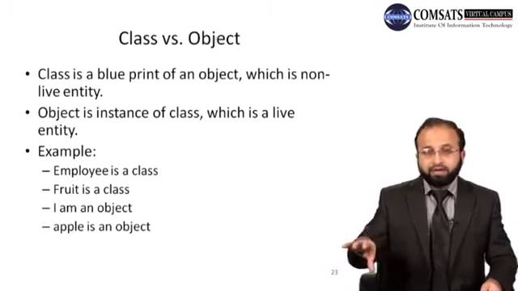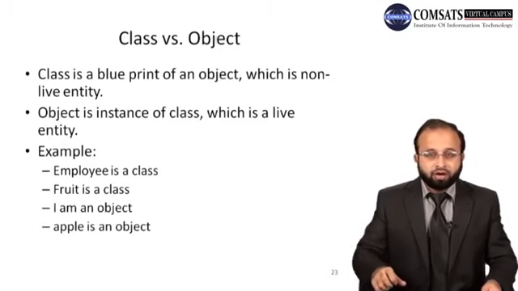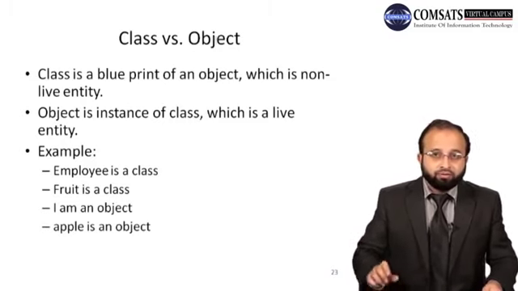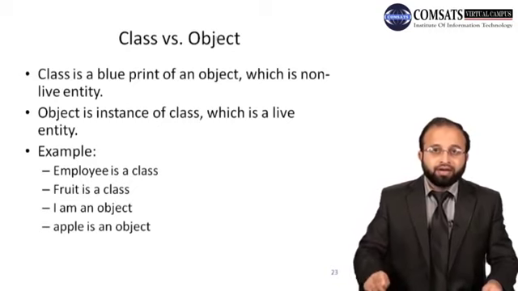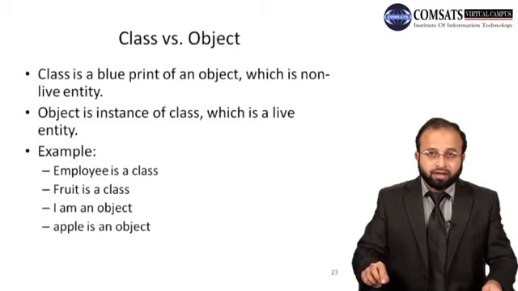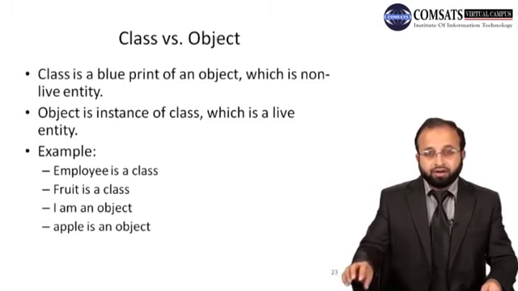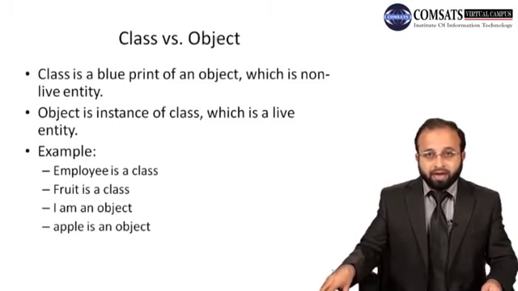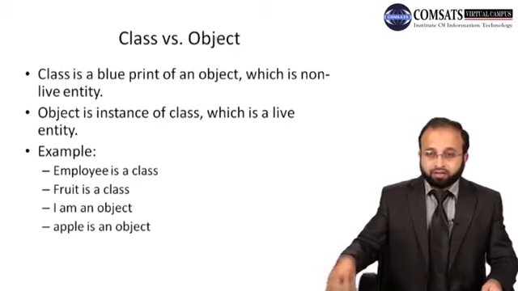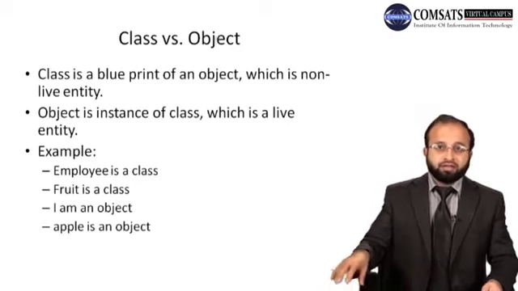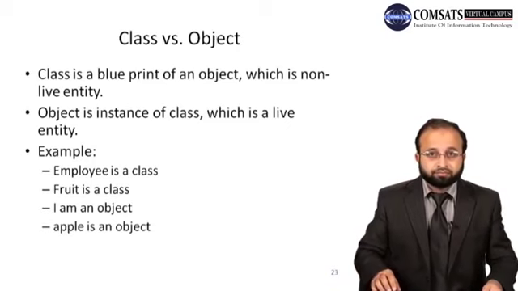When we define a class and compile that program and run it, no memory will be allocated to that class until you create an object of that class. So the object is the instance of the class, which is a living entity. Why did I say living entity? Because when you create an object, a memory portion will be allocated for that object that contains the list of its attributes and other necessary things, right?